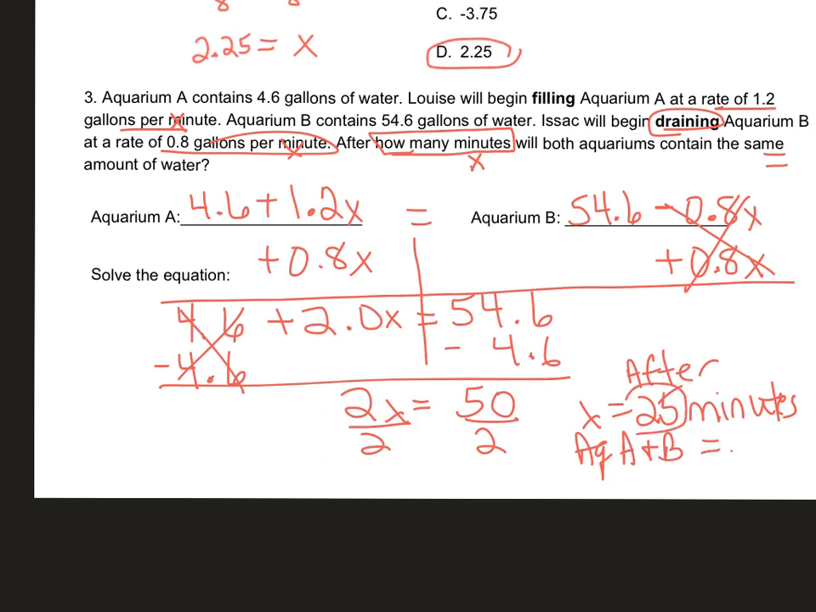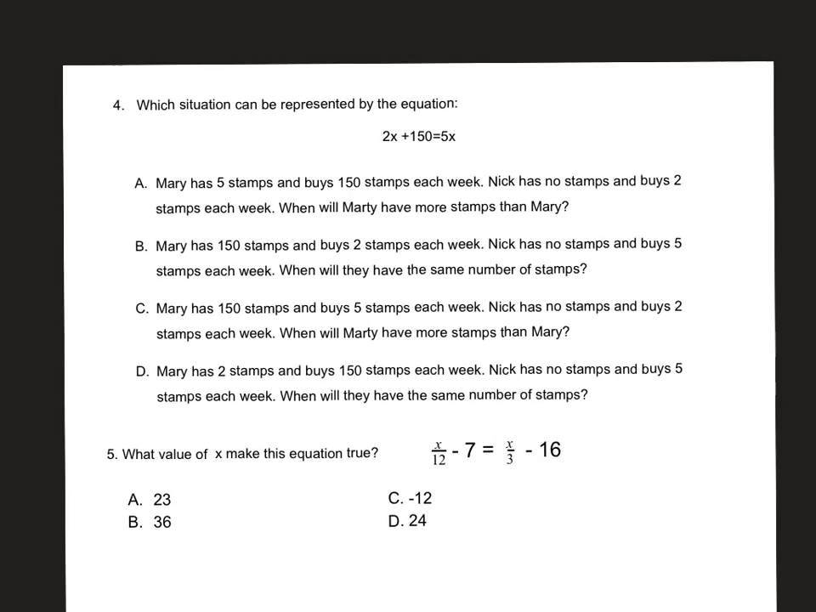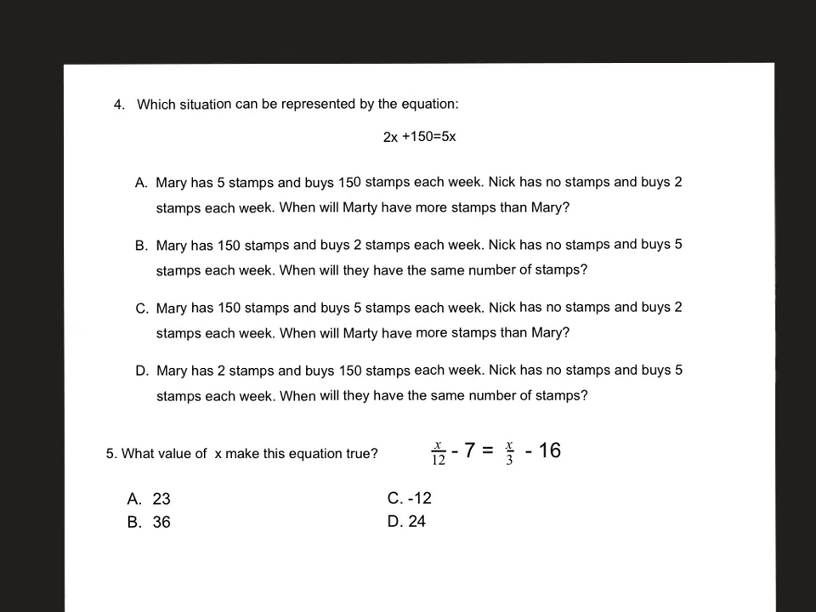Can you always check that 25 minutes by taking that value and substituting it where you see that x? Of course you can, to make sure, and you can even identify how much water is in both. Let's go ahead and look at the following problem. You will be given a situation and you have to choose the appropriate situation. So which situation is going to be best represented by 2 times x plus 150 is equal to 5x?